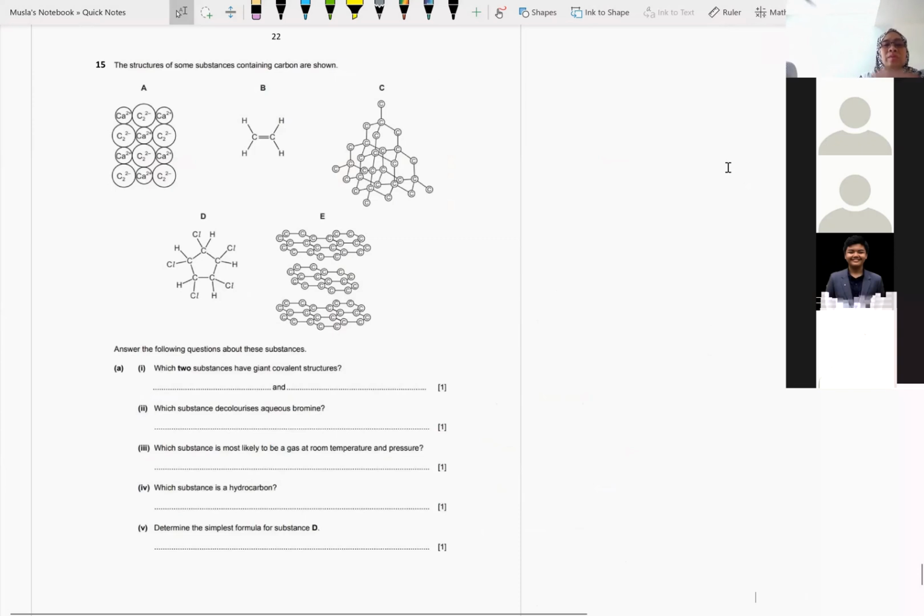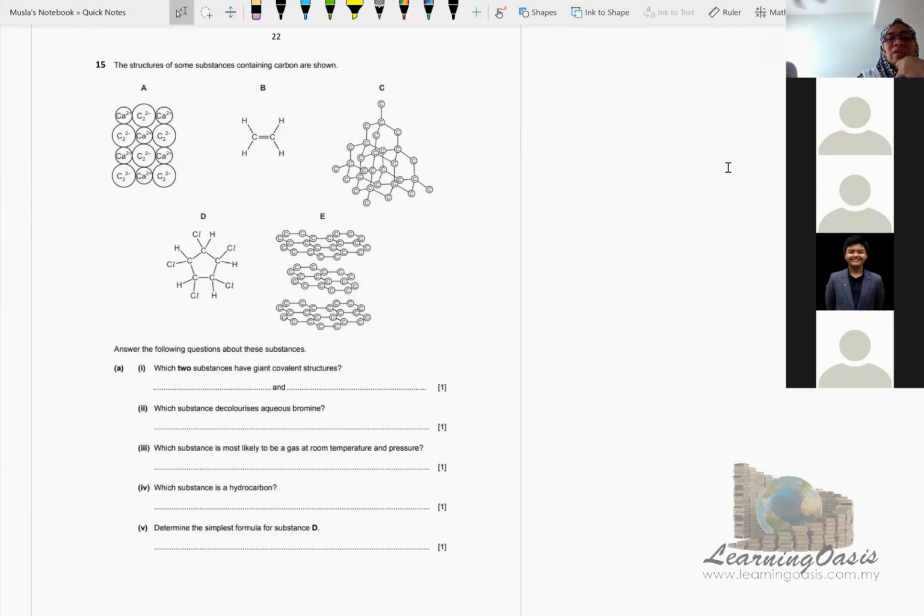Okay, now, so you have what? Two substances have giant covalent structure, Nina? Yes, teacher. Which two substances have giant covalent structure? C, E only, two substances. Oh, sorry. C and E. C and E, right? Because this is what? What is C? C is the diamond. E is?